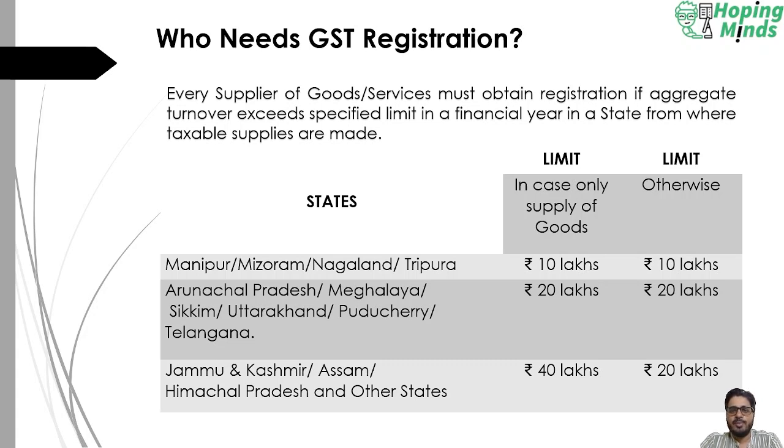So, to sum up, if the entity's turnover exceeds the threshold limit of 40 lakhs in case of goods and 20 lakhs in case of services, then it is mandatory to obtain GST registration. This limit is applicable to all of India except for certain special category states. Okay, so let's move ahead.